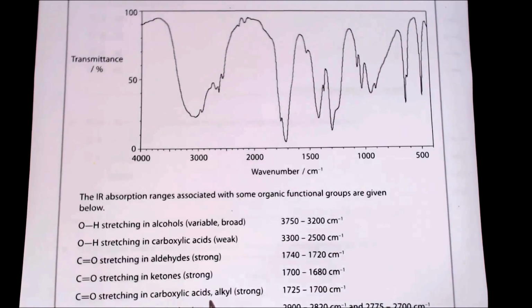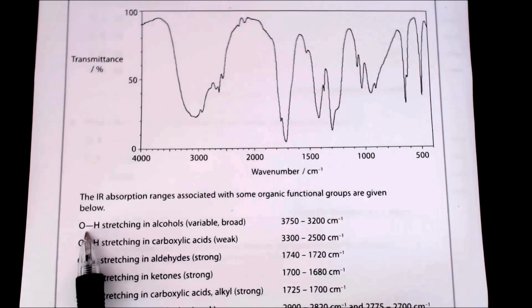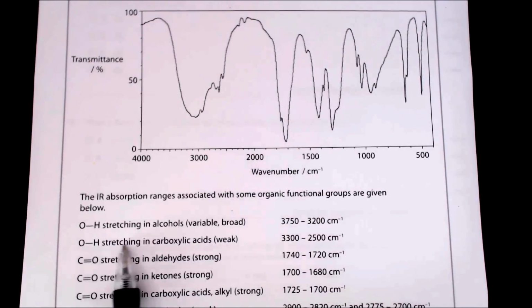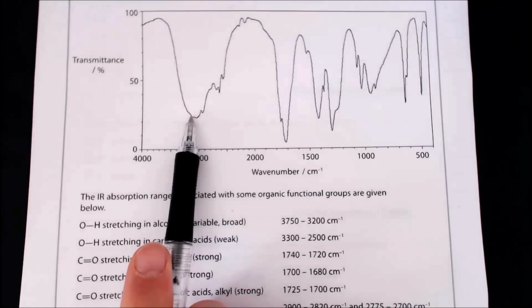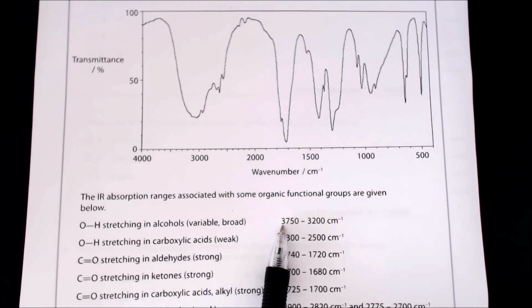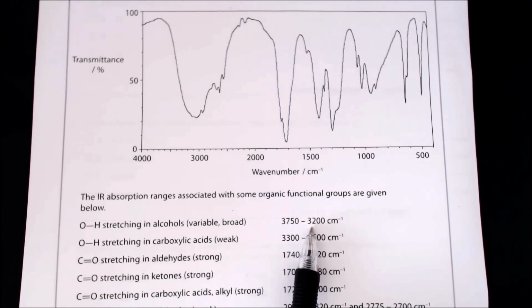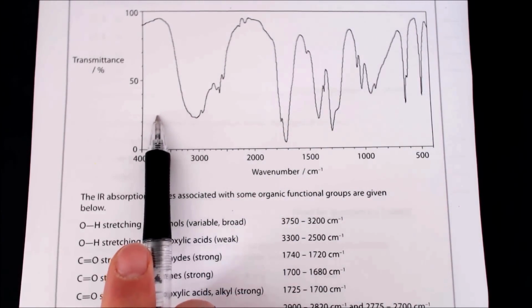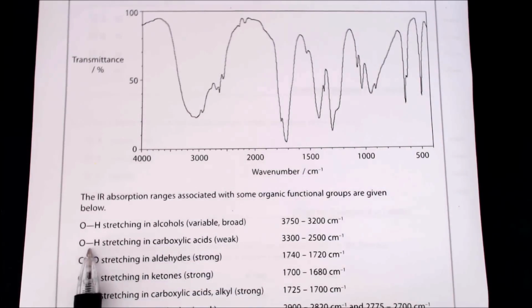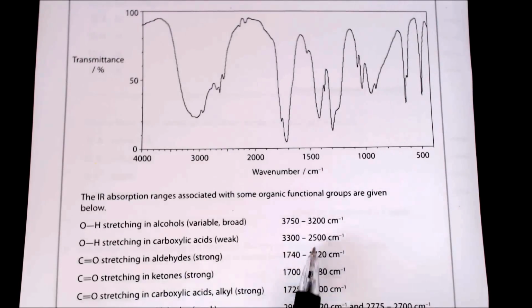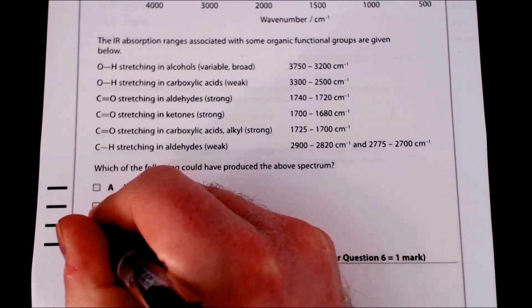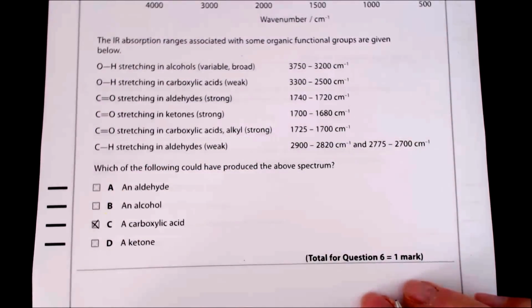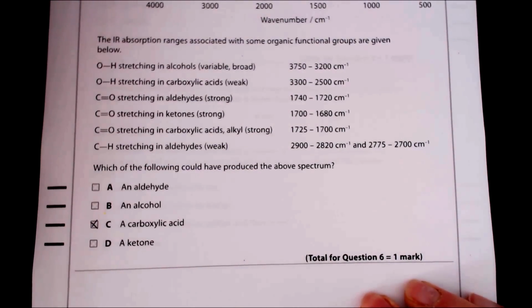Now, if we look at the data they've given us here, you can see that we've got an OH stretch here. Carboxylic acids are between 3300 and 2500, which does match that. If we look at the alcohol, it'll be 3750 to 3200, which would mean this would be shifted a bit further up. So this OH is caused by a carboxylic acid. So the answer is C, which is the carboxylic acid. There we go. Okay, so on to question 7.